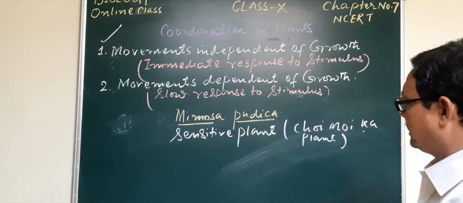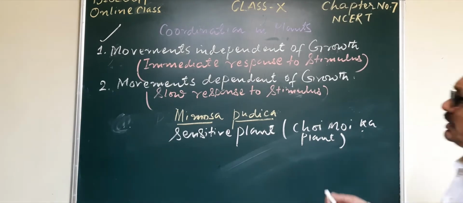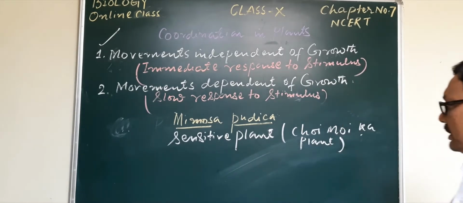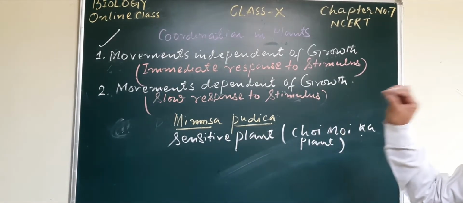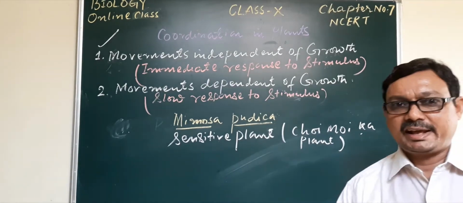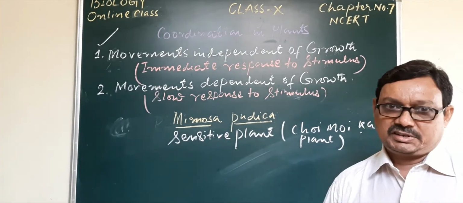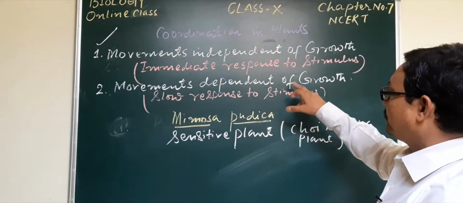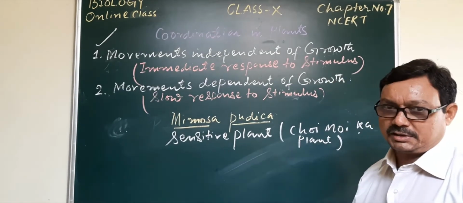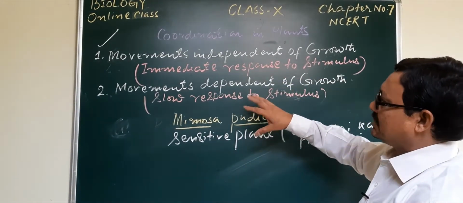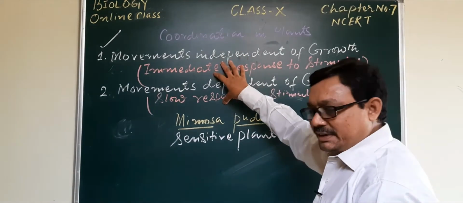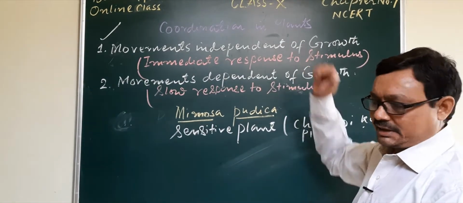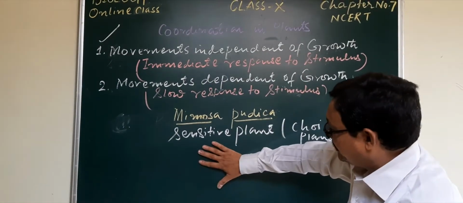But first see some examples and how they can respond. In the case of Mimosa pudica, the sensitive plant, we see a particular type of movement which is known as the nastic movement. Understand? When the movement depends on growth, that is the tropic movement. In today's lesson we will discuss the different types of nastic movement and different types of tropic movement. We see the examples here.